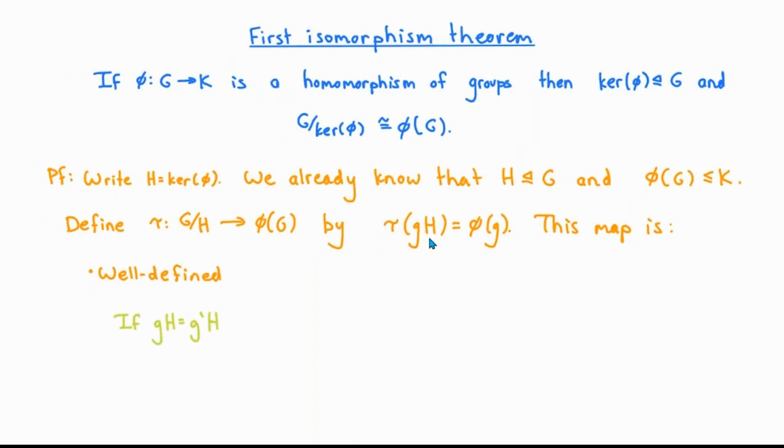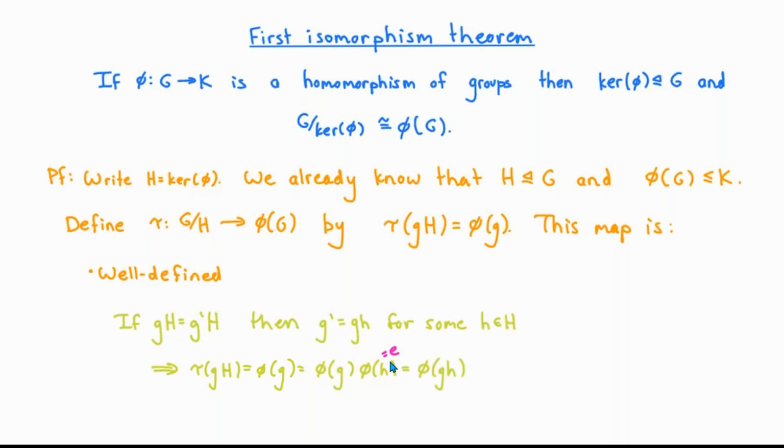Well, to see that it's well defined, let's suppose that gH is equal to g'H. Then that means that g' is an element of the left coset gH. So g' is equal to gh for some h in H. Well then, if I think about what tau does to gH, it maps it to phi of g. But now, since h is an element of the kernel of the map phi, I can multiply that phi of g by phi of h for free. And then I can use the fact that phi is a homomorphism to write that as phi of gh. But gh is equal to g', so this is just phi of g', and phi of g' is tau of g'H.